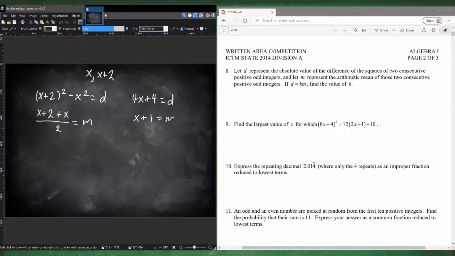It's equal to m. So the constant is in front of the m. How do you relate from m to d? Well, to get from m to d, you've got to multiply by 4. So that's your answer for k, I mean for number 8. K is 4.